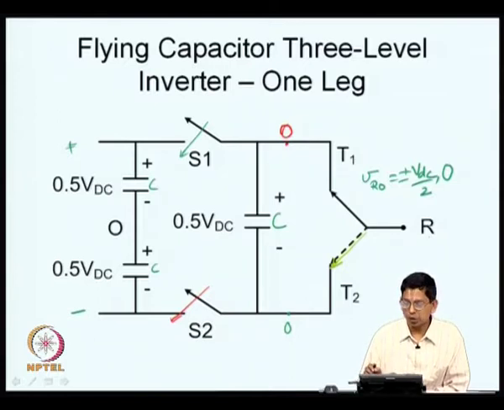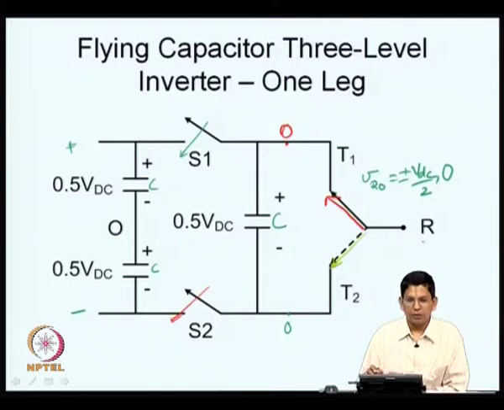You can get this potential equal to 0 in another way also, as indicated by the red one. Switch S2 can be closed, of course, S1 has to be opened now. In that case, the potential here is 0. So, this switch is kept in the on condition, and you can apply 0.